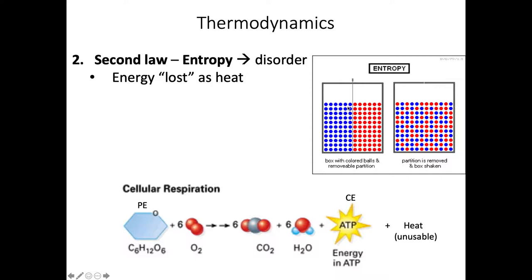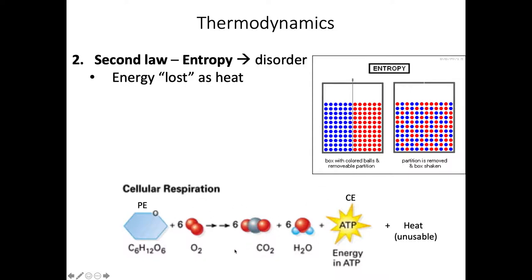So for example, in this picture here, we have two types of dots, two colored dots, and we have a partition. If we remove this partition, the red and the blue will get kind of mixed up. Well, what we're doing is we're causing disorder, we're causing entropy, and that's what has to happen when a process occurs, when a chemical reaction occurs.